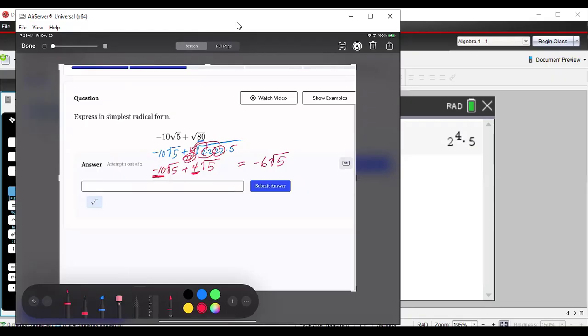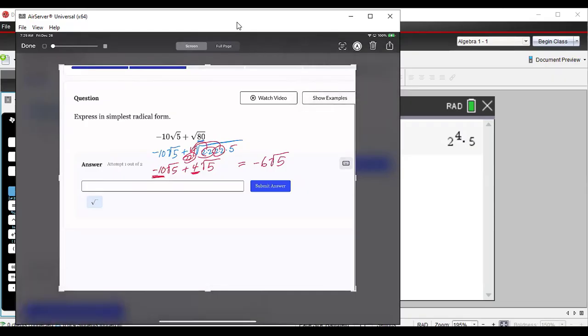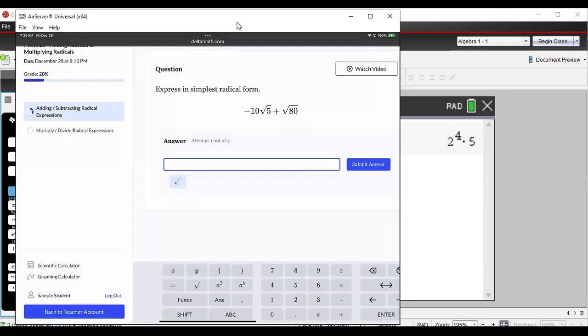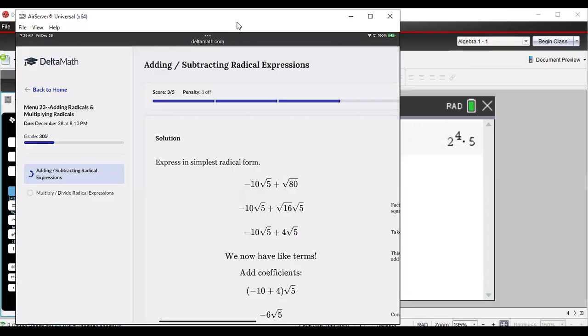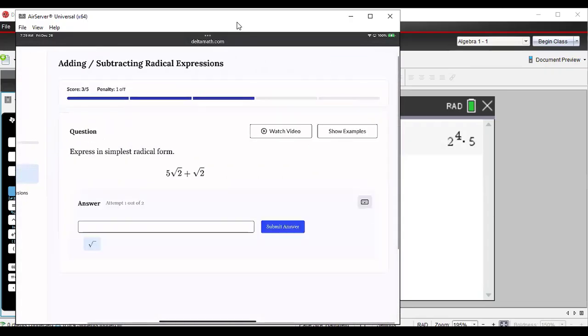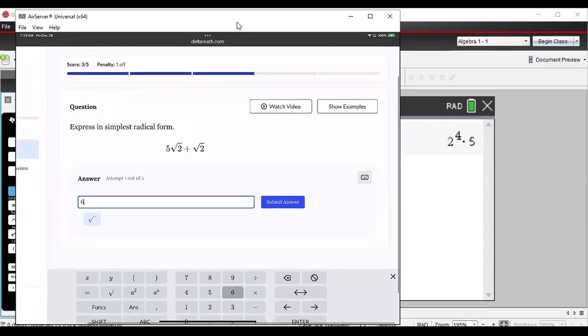That's what we're doing. So let me delete this and enter that answer. So it's going to be a -6 radical 5. And then we submit it. All right, let me do one more. I think this is useful. Now, this one has the same radical, so it's just 5 plus 1. So this is going to be 6 radical 2.